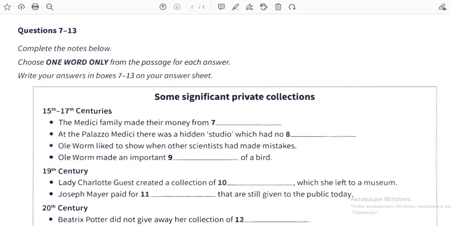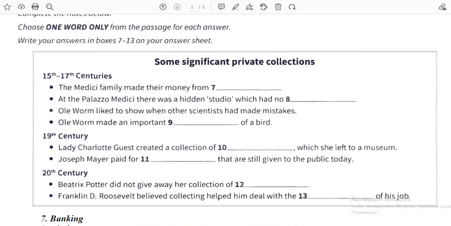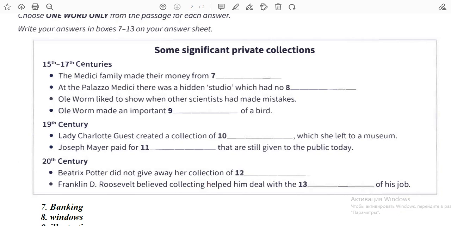You never need to change the words you copy, from a noun into a verb, or from singular to plural. Make sure you spell the words correctly. Some parts of the notes may not have a space in them. This will help you locate the information you need in the text. So the 12th is 20th century and Beatrix Potter. These are our locating words.